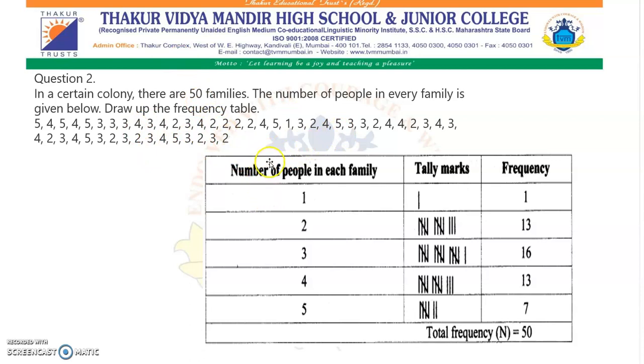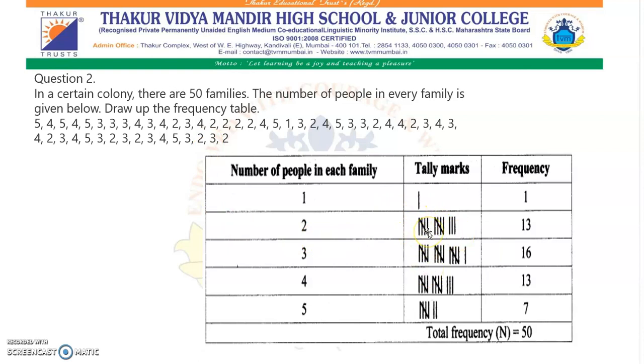So first we will make the columns: number of people in each family, tally marks and frequency. 3 columns we made. We are writing the data in ascending order, 1, 2, 3, 4, 5. Now number of families who are having only 1 child is 1. So tally mark 1 vertical line, frequency is 1. Number of families having only 2 children are 13 families. So this we are representing 5.